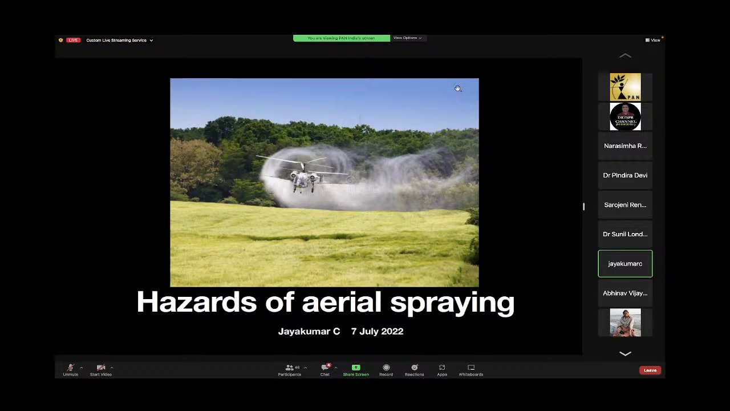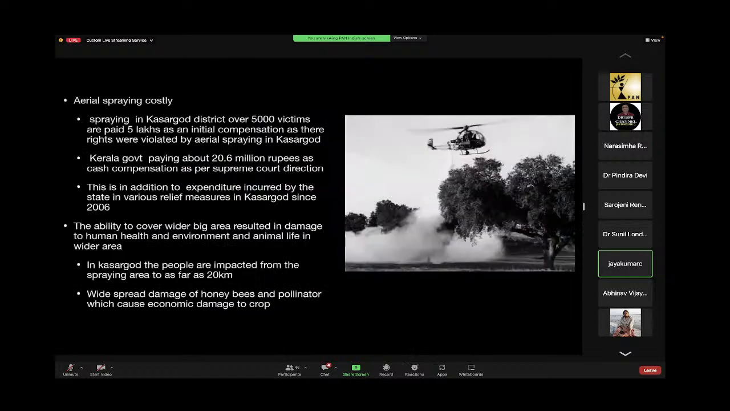I will close in another 4-5 minutes because I have a very short presentation. So when we talk about aerial spraying, this helicopter spray and the whirlwind of pesticide trail it is leaving, visually you can see how it is impacting. Next, please, Dilip. We all talk about cost, like my previous speakers also said. This is not about drones, this is about helicopter spraying.